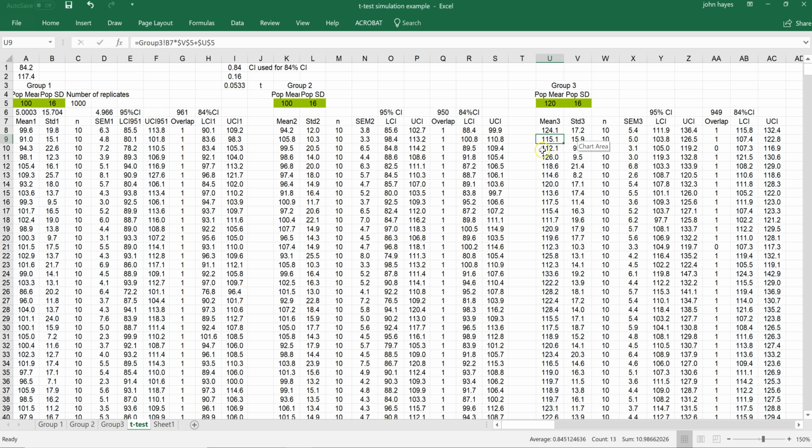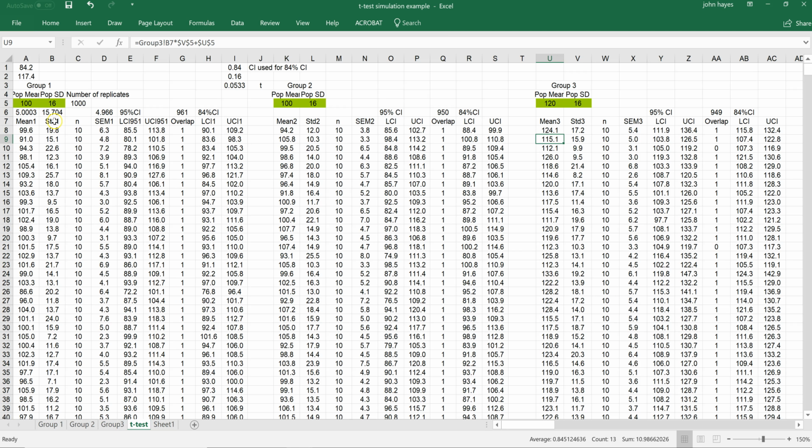Now you'll notice that even though the underlying mean is 120, the actual value is 124, and for the mean of 100, the actual value is 94. And so we get all these different numbers because this is a sample. It's not the true population mean. Now it comes out pretty close, but it is different.